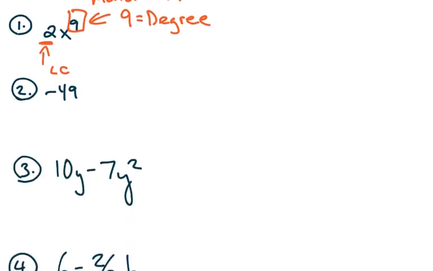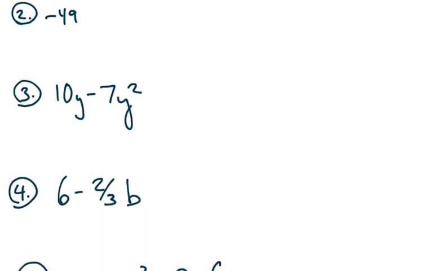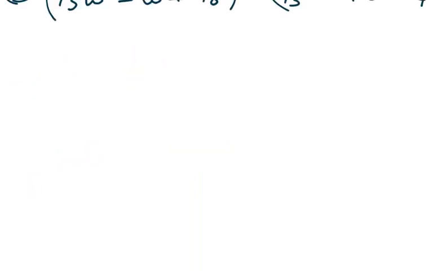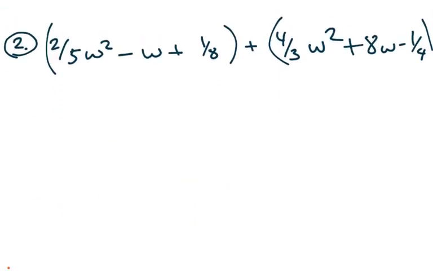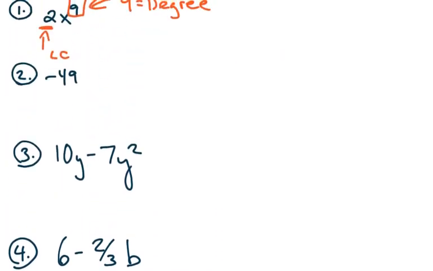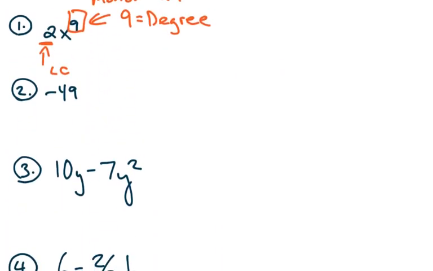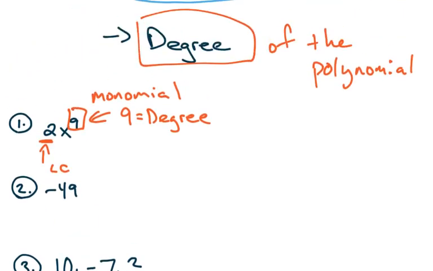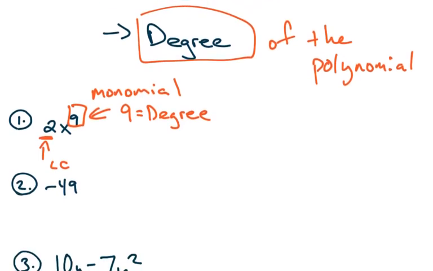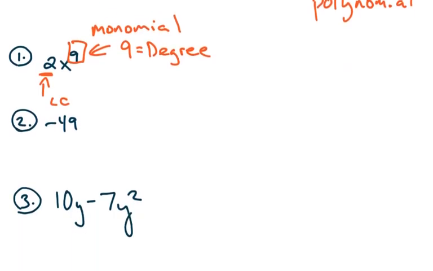Take a look at these questions. Let me scroll through them. I think I have a couple more on the other page. No, that's it. Take a look at these next 4 and work them out. See if you can figure out what the type, descending order, leading coefficient, and degree are. I'm going to assume that you paused the video, gave it a shot, and let's go through it together.